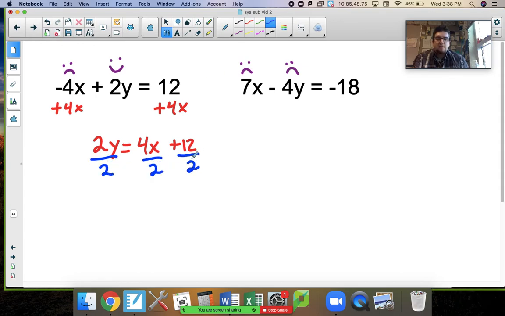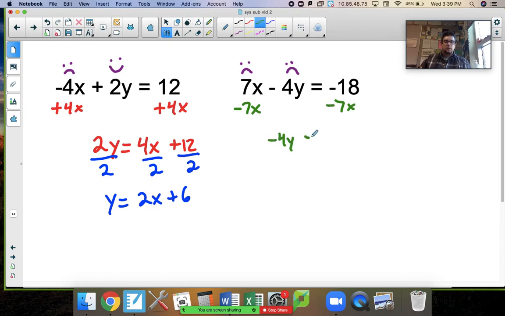We're going to divide everybody by 2. And now we have y equals 2x plus 6. That is a great sign right here. No fractions, no decimals, we're ready to go. Just to show, let's say we picked one of these frowny faces. Let's pick on the 4y right here. If I do the same thing, you wouldn't do this twice on the same problem. What I'm doing here in green is to show you why it's a frowny face. We would then divide both sides by that -4 here.